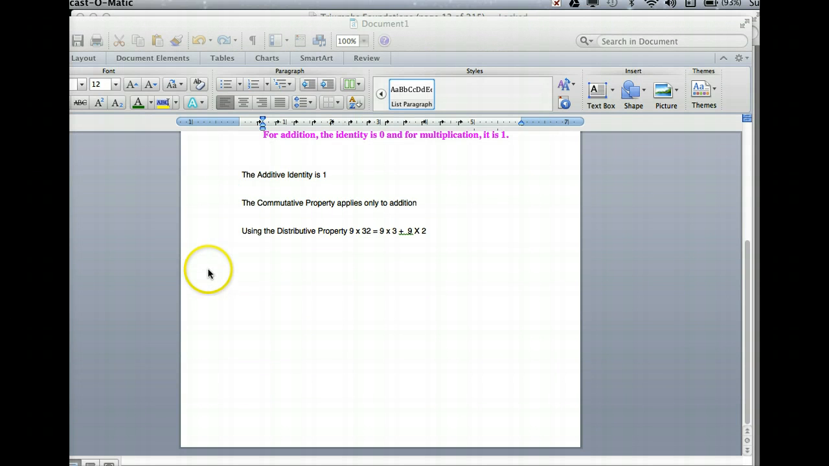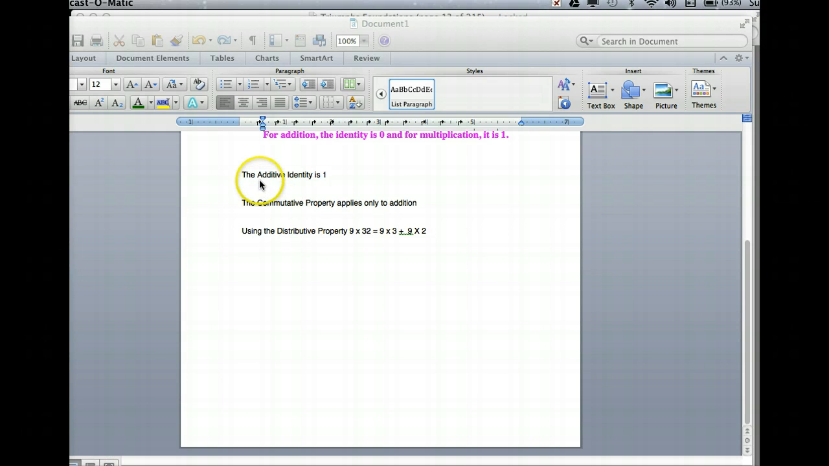Okay, I have another little challenge for you. All 3 of these statements are incorrect. The additive identity is 1. The commutative property applies only to addition. And using the distributive property, these 2 are equal. So I want you to go in and tell me why each one of these are wrong. So pause the video for just a moment, write down why all 3 of these are wrong, and compare with your neighbor before you restart the video.